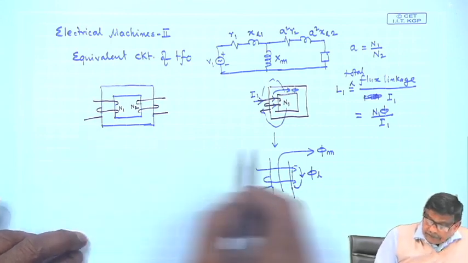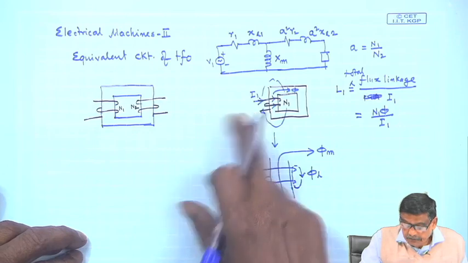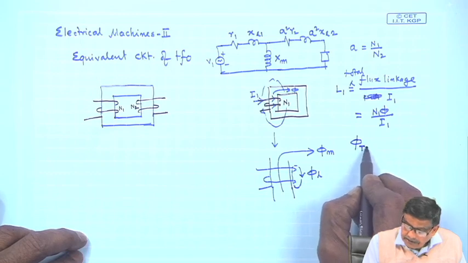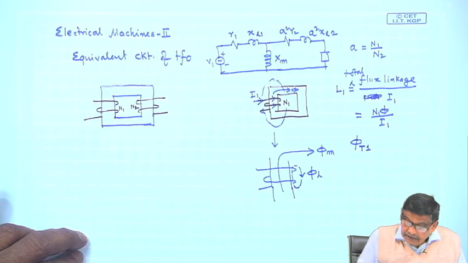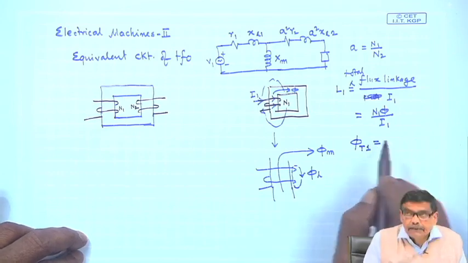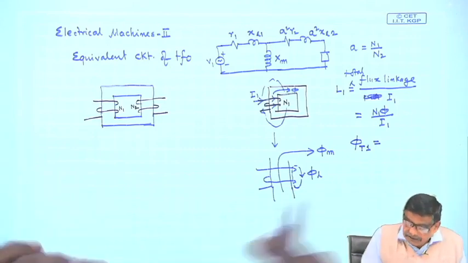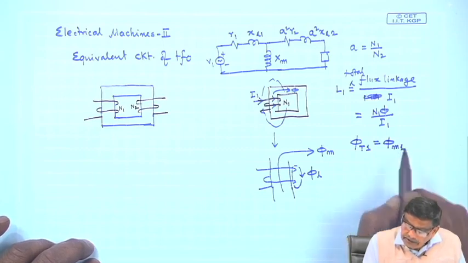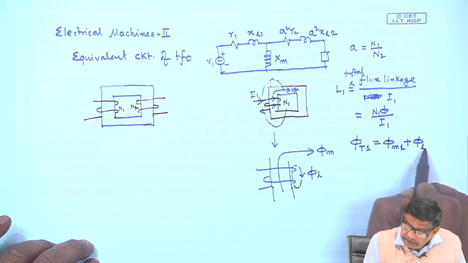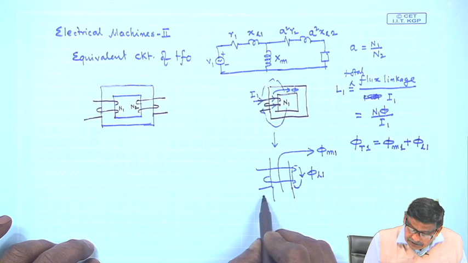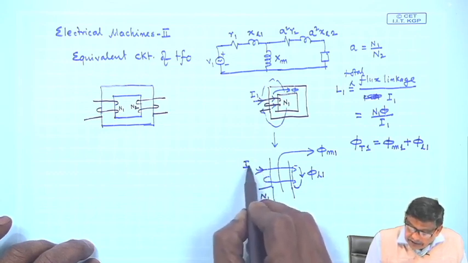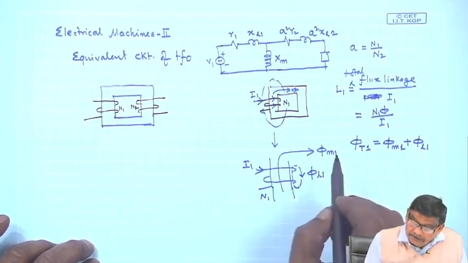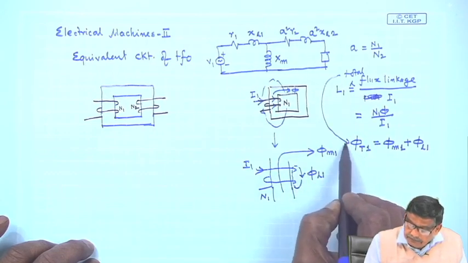So, if I say that I have energized coil 1 by current I1, and the total flux created by it, I will write it like this, phi T1, is the total flux. This total flux in fact consists of two pieces. One is the mutual flux phi m1, plus phi L1, the leakage flux. So, if it is coil 1, carrying I1 current, phi m1 and phi L1 together is your phi T1.